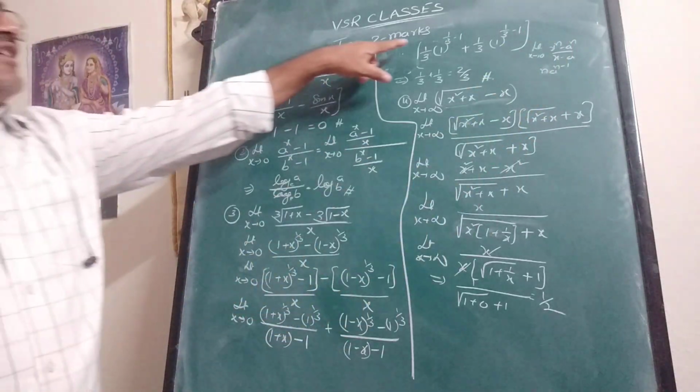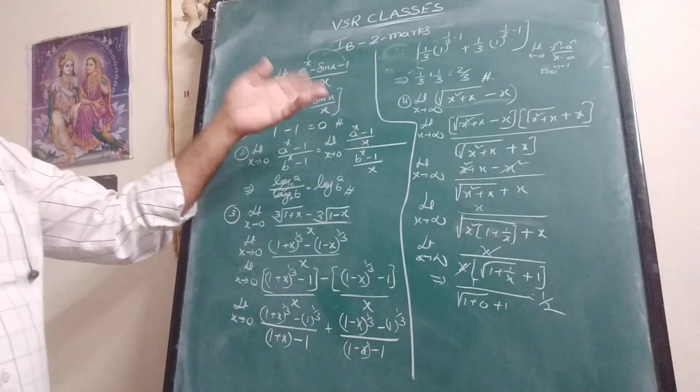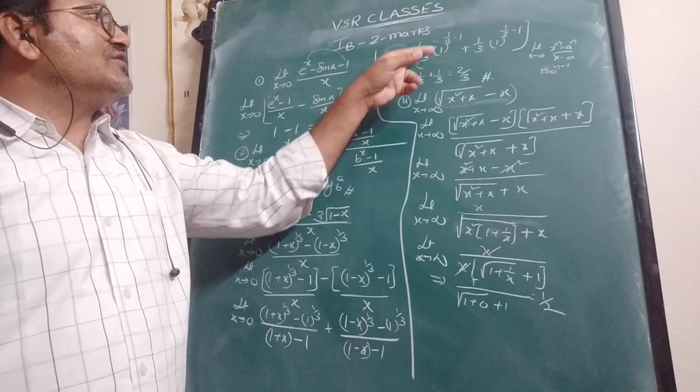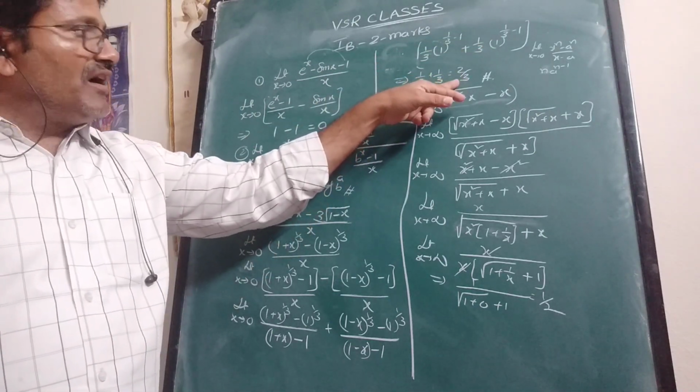So I can write 1 by 3, the power is 1 by 3, 1^(1/3 - 1), and 1 to the power anything is 1 only. So 1/3 plus 1/3, which is 2/3, is your required answer.